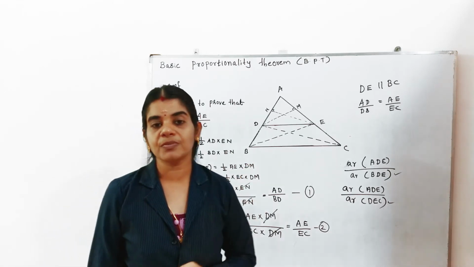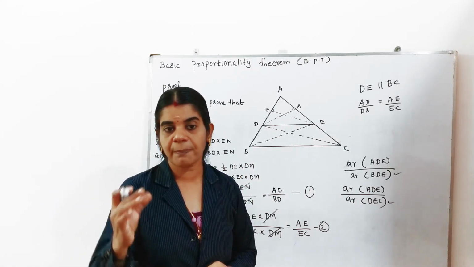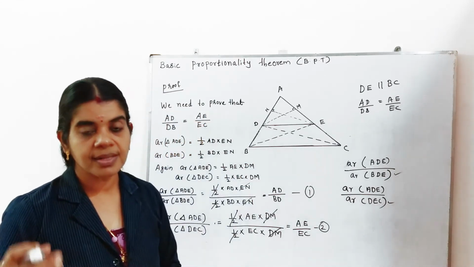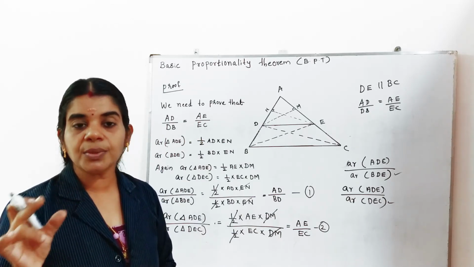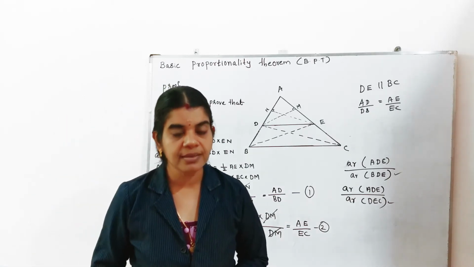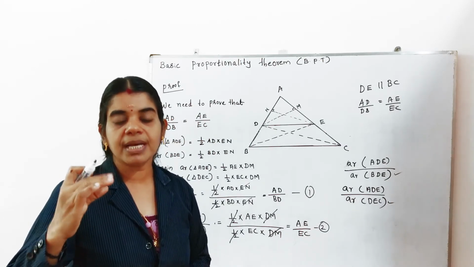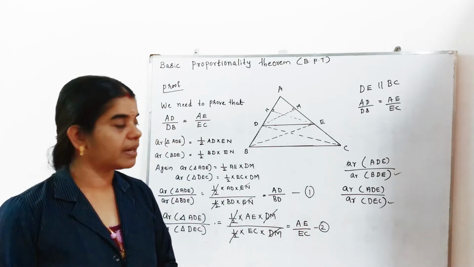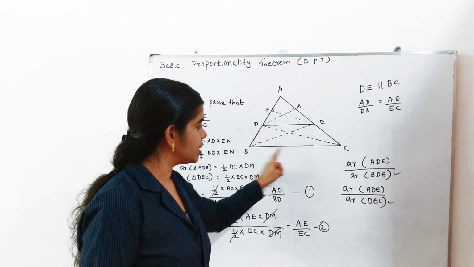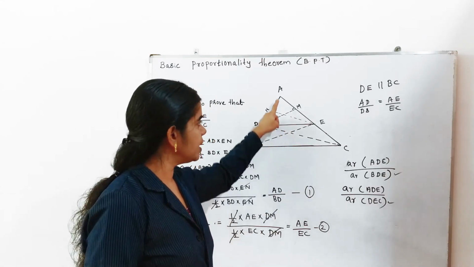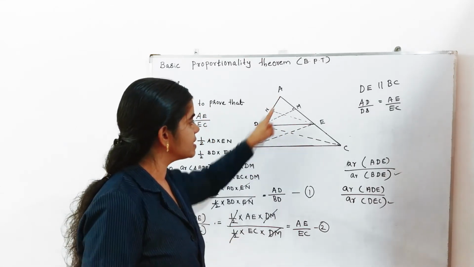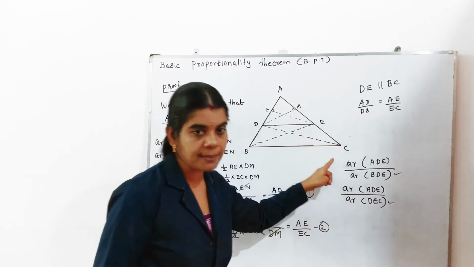What is the statement of this theorem? If a line is drawn parallel to one side of a triangle, intersecting the other two sides in two distinct points, then this line divides the other two sides in the same ratio. Here DE is parallel to BC, and we need to prove that AD by DB is equal to AE by EC.